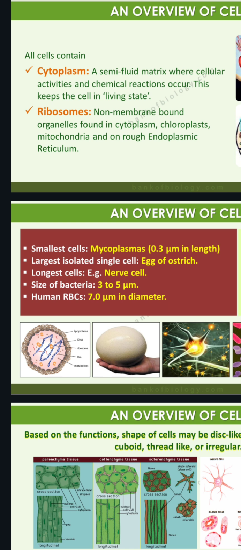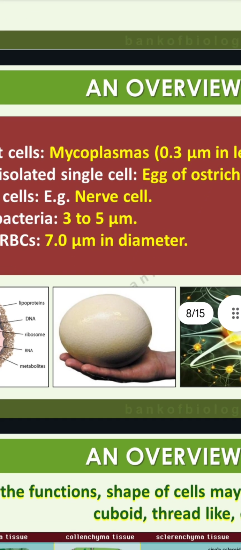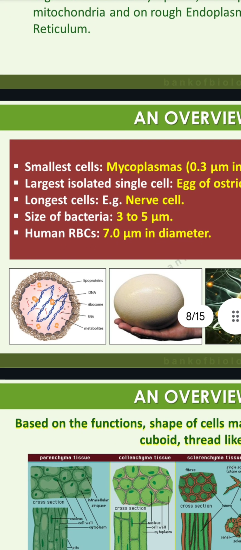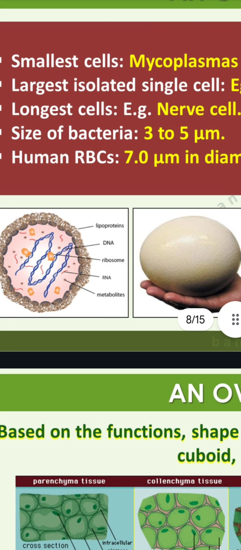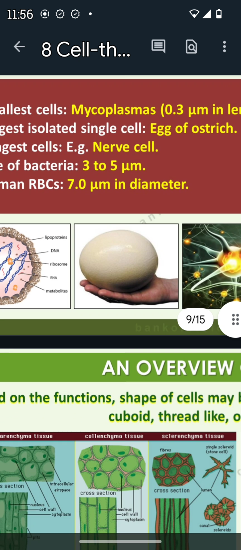Then the largest isolated single cell is the egg of the ostrich. This is the egg of the ostrich, the largest single cell. Even the egg that we eat is usually a single cell, but the ostrich, which is large, has the largest cell. So as you can see, this is the Mycoplasma, and this is the ostrich egg.